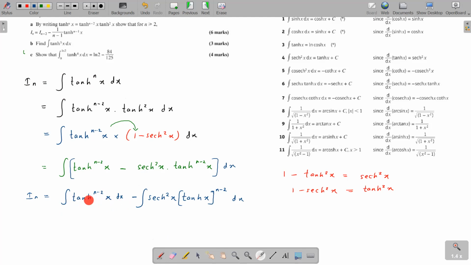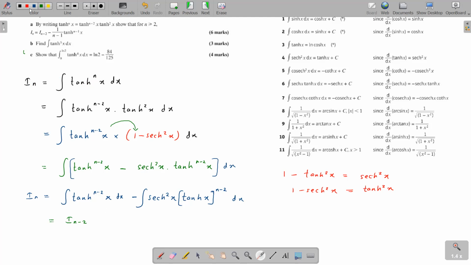Who is this person? This is n minus 2. Do you understand that? See, if you have n minus 2, you have the integration of tan to the power n minus 2 x, right? That's what you have. Then this is I n minus 2. Do you agree with me?